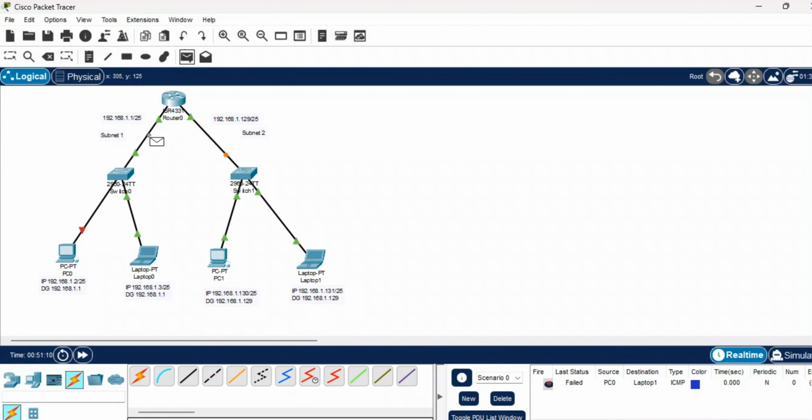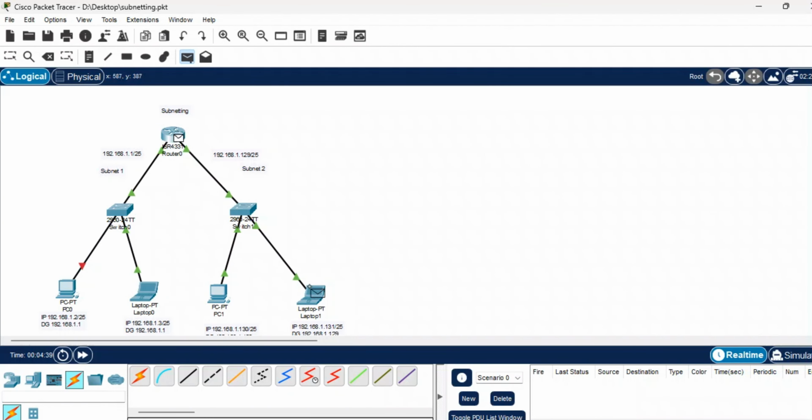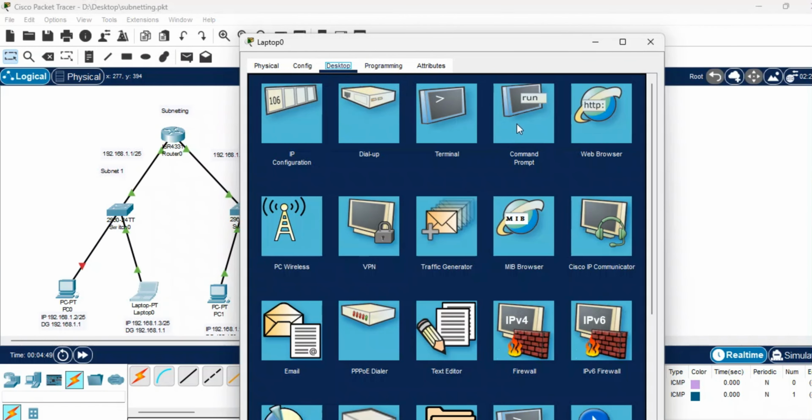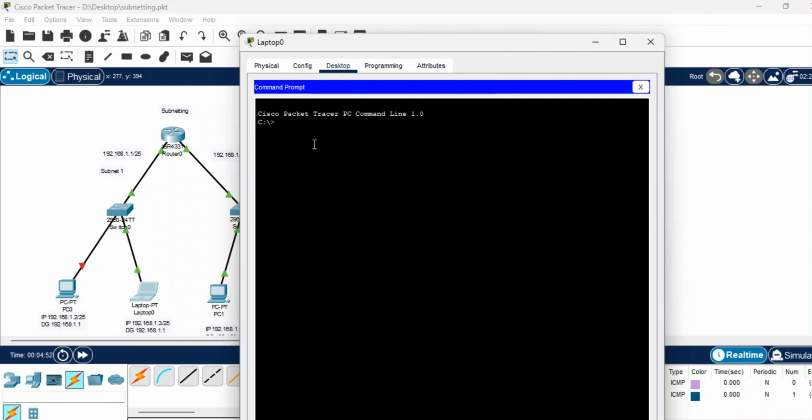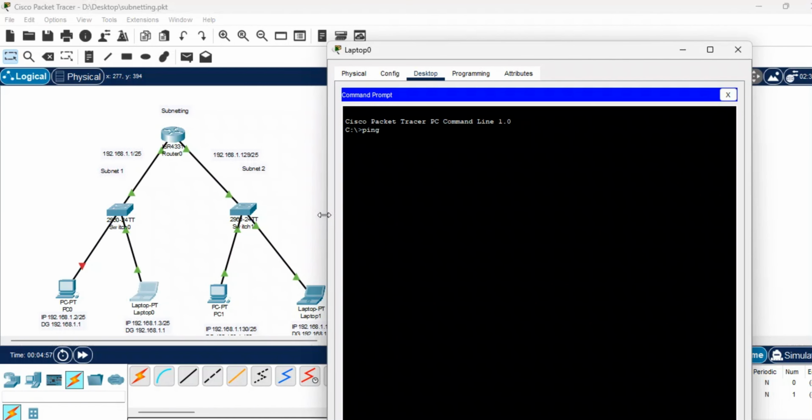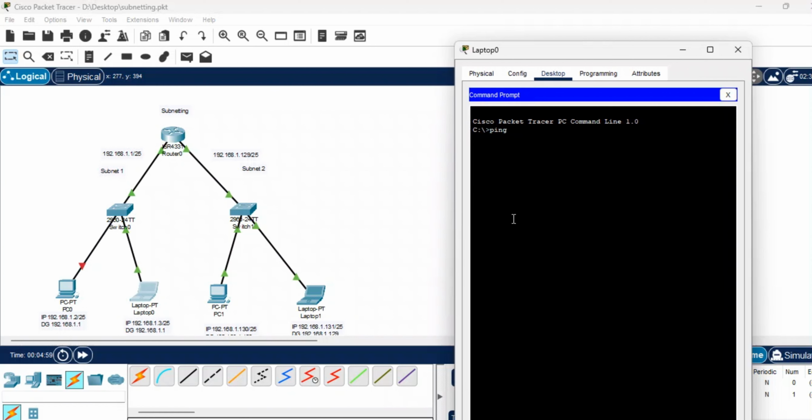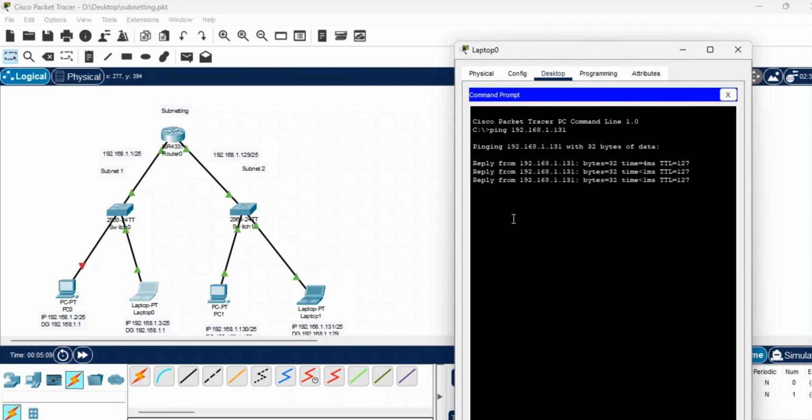It gives failed. Similarly, I will try. If you want to ping this PC, open the command prompt and ping 192.168.1.131. It gives reply.